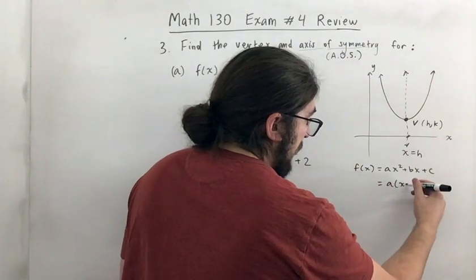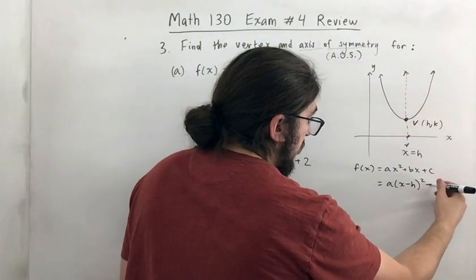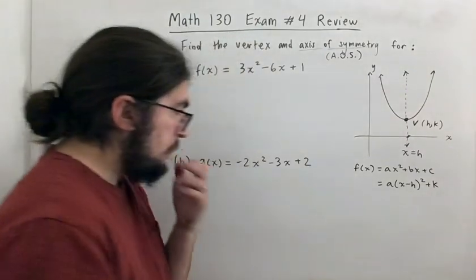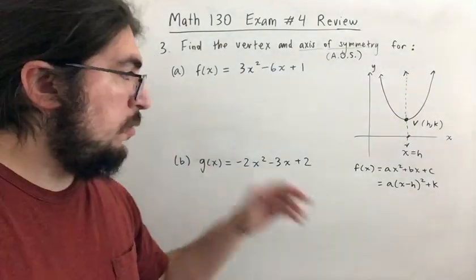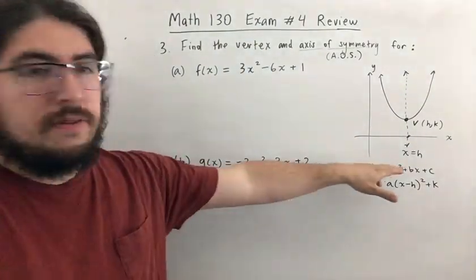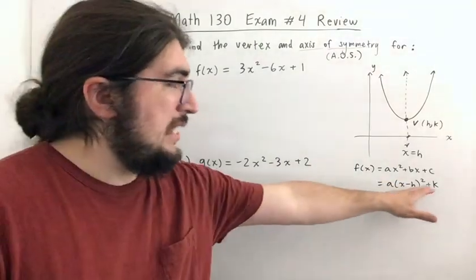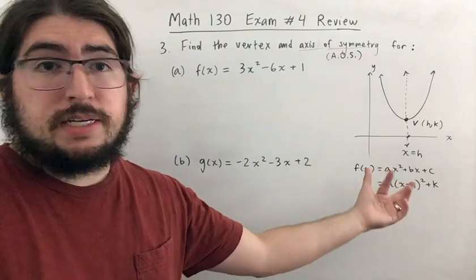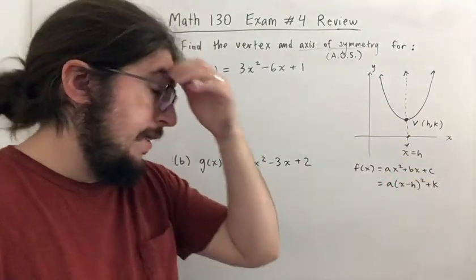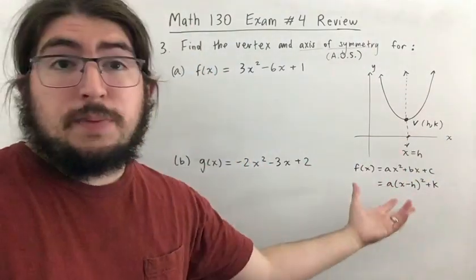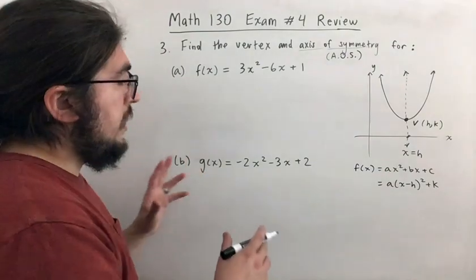A times x minus h, all squared plus k. So I know it may look a little overwhelming. Normally I call the first one standard form and the bottom one here vertex form, because it tells you the vertex h, k. This is all in terms of the vertex components h and k. Now how you get from here to here is by completing the square. So I'm going to show that here.